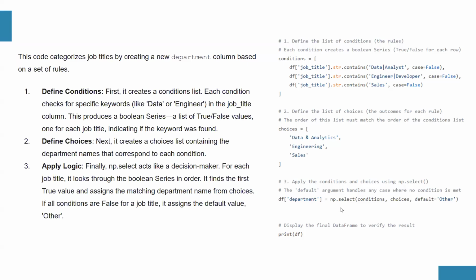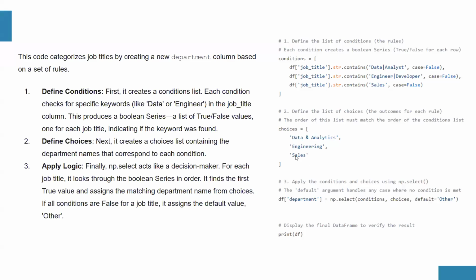np.select, this is from the NumPy package, .select is basically like mapping them together. So it's taking my conditions and it's taking the first series. My first series is those trues and falses associated with data or analyst. And if it's true, it's pairing it with the first choice, data analytics. So wherever there's a true in that first series, it's putting my department column as data analytics. Then it's going to go through the second series. If it's true, it's going to put the second choice, engineering. Then it's going to go through the third series, and if it's true, it's going to pair it with sales.